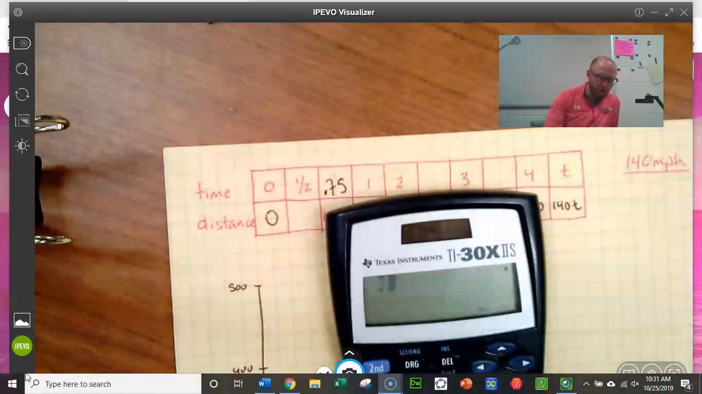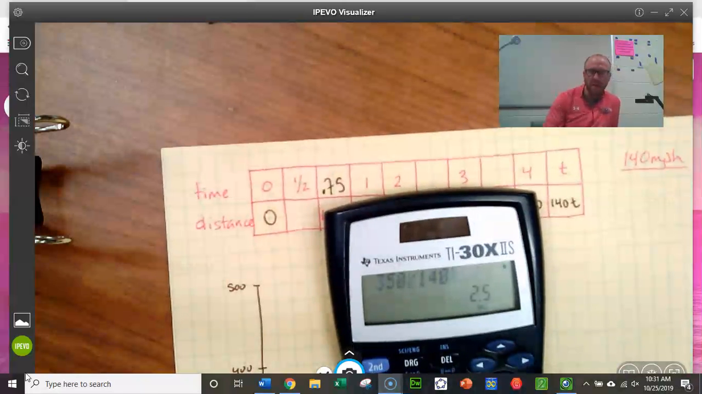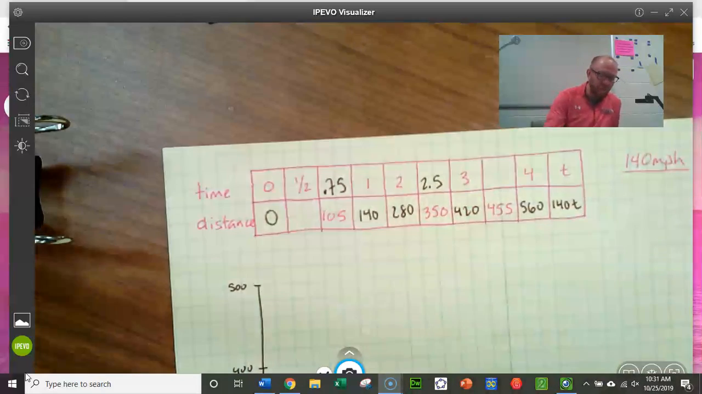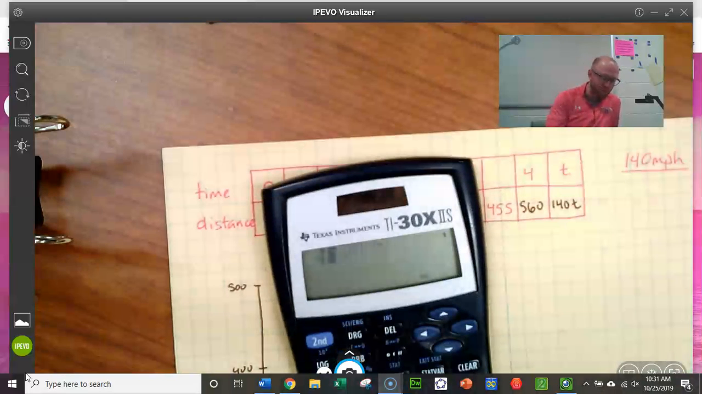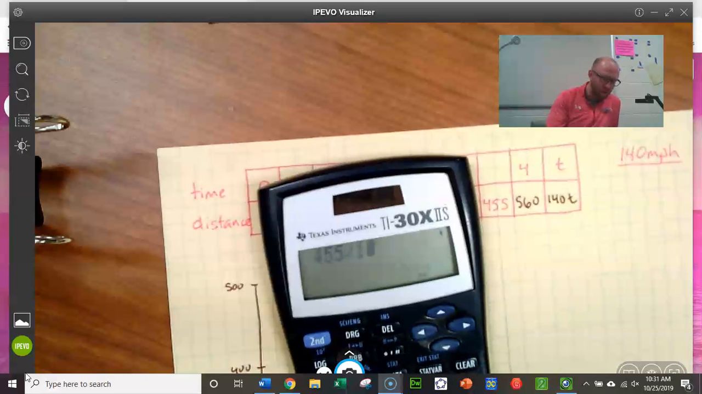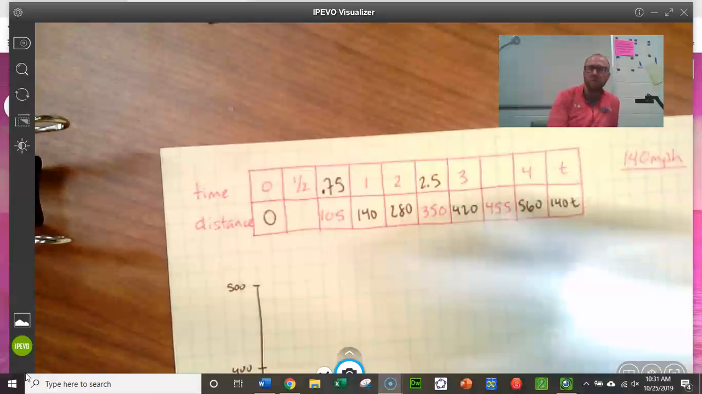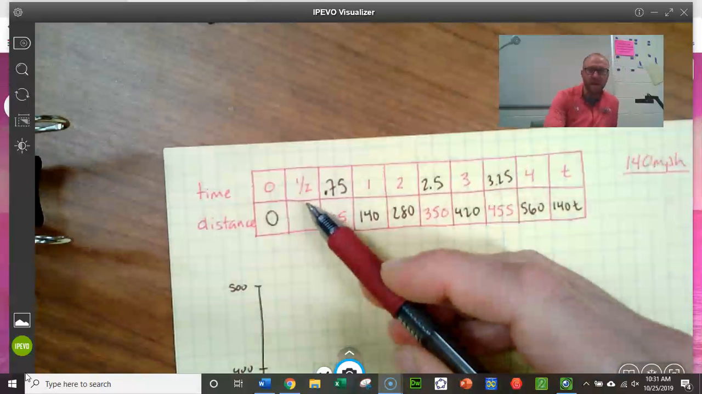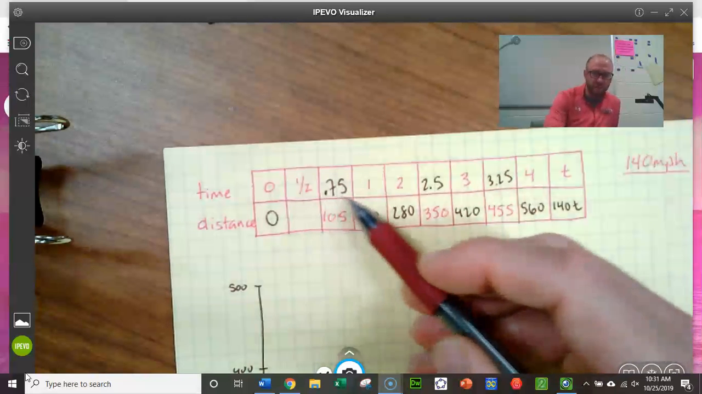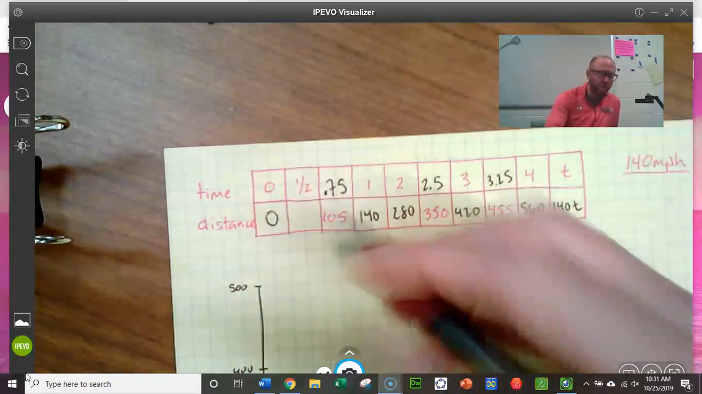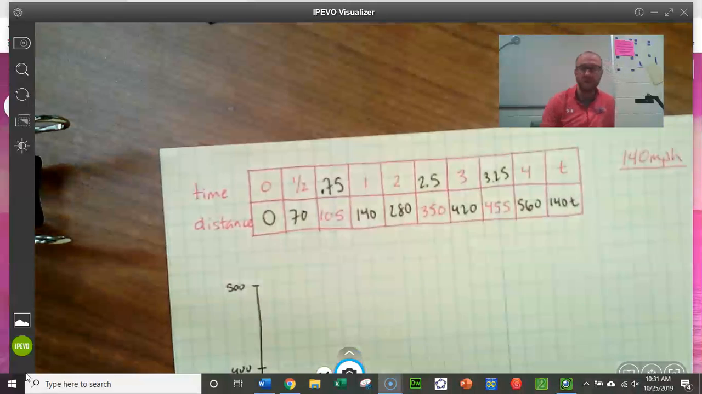So working backwards, 350 divided by 140 is 2.5, also a nice decimal, so that works. And let's see, 455. Oh, I got a bad feeling about this one. 455 divided by 140. Oh, 3.25, so not bad. Okay. Oh, missed out on this 1/2 over here. So if it travels 140 miles in 1 hour, in half an hour, it'd travel half that distance, or 70.